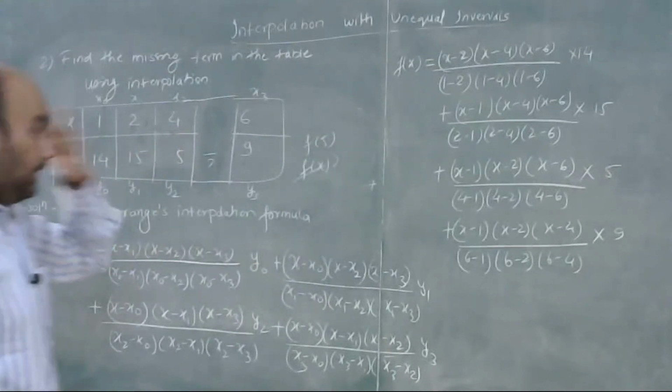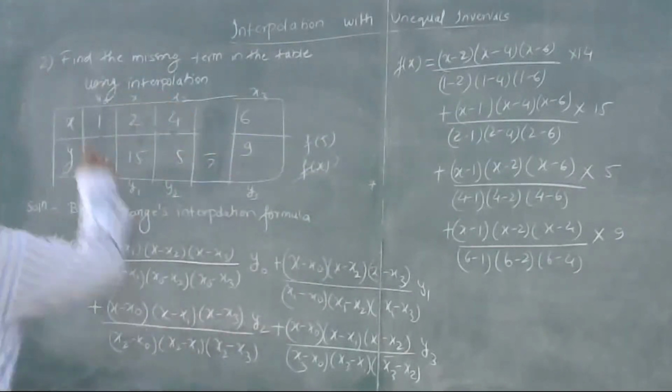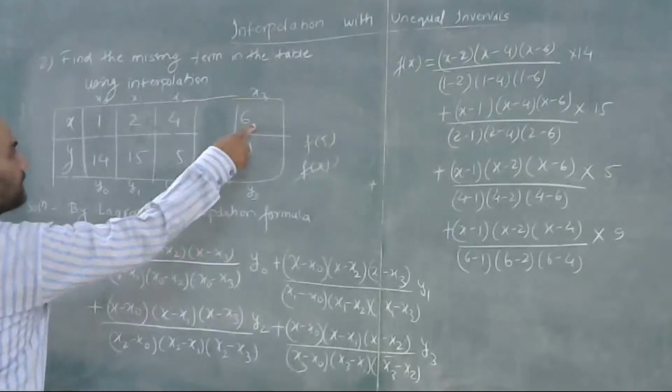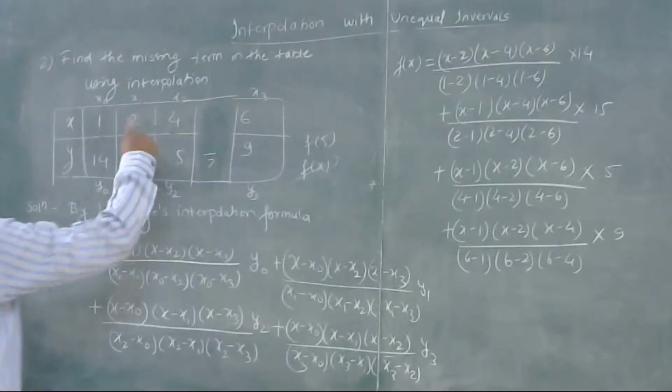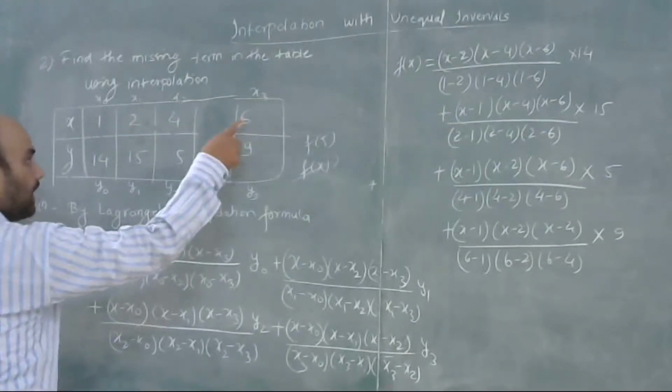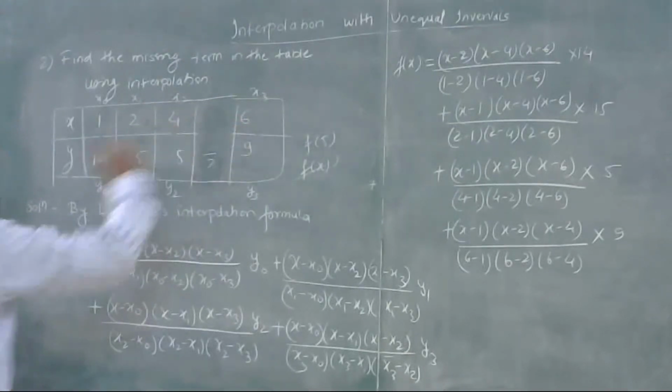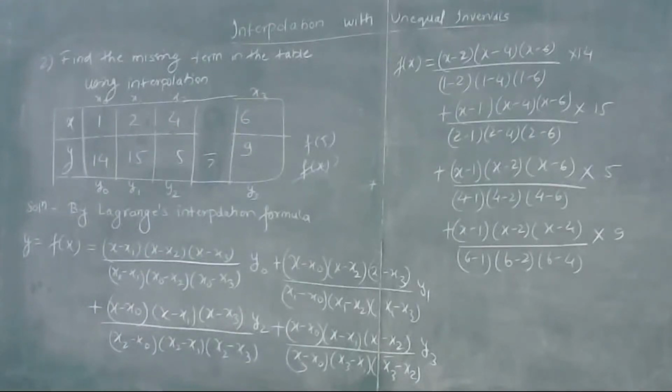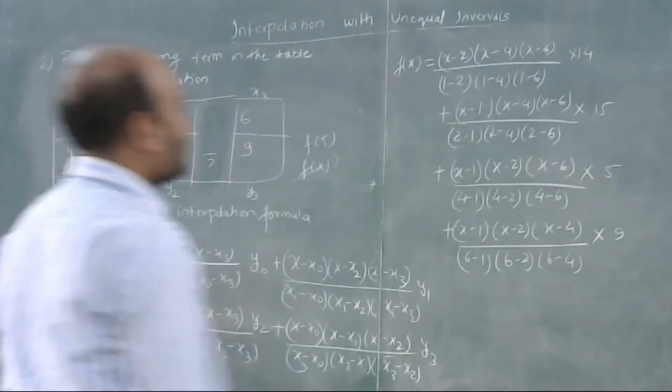And in the denominator, start with 1: 1 minus 2, 1 minus 4, 1 minus 6. Second, 2 minus 1, 2 minus 4, 2 minus 6. Third, 4 minus 1, 4 minus 2, 4 minus 6. And last, 6 minus 1, 6 minus 2, 6 minus 4. In this way you can remember this formula.